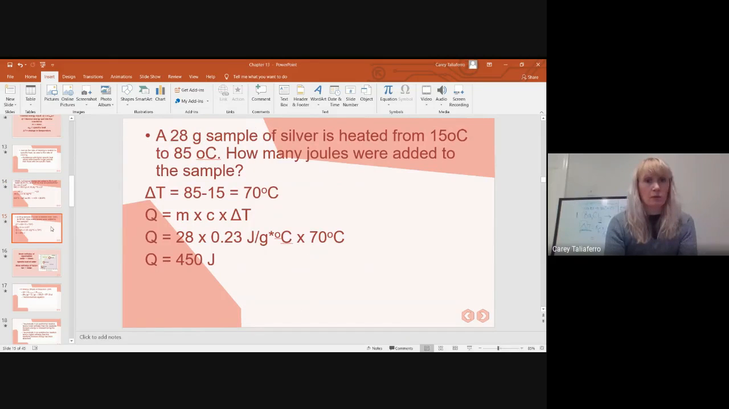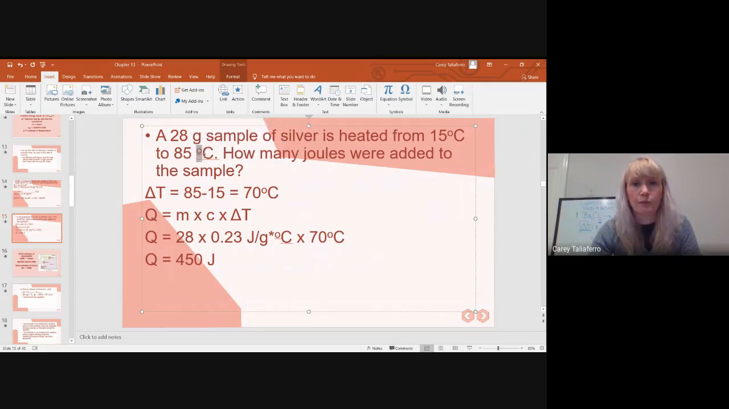Now, let's go to this. A 28 gram sample of silver is heated from 15 degrees Celsius to 85 degrees Celsius. How many joules were added to the sample? So Q is the heat, and I'm going to solve for Q. Now, I know the mass is 28 grams. I would look up the specific heat capacity of silver, which is on page 338, and it's 0.23 joules per gram times degrees Celsius.